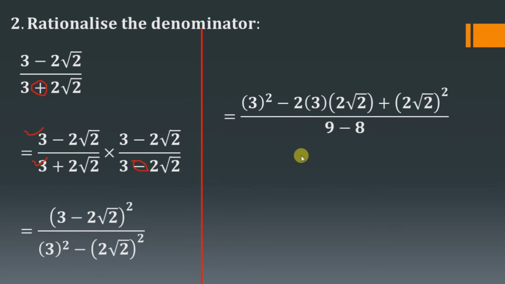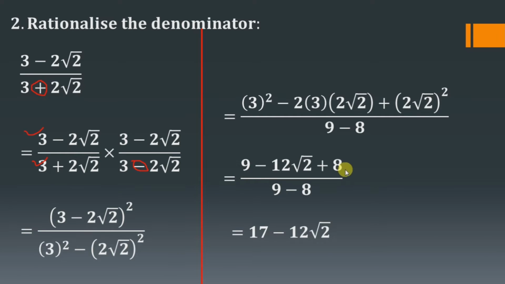Square of 3 is 9, square of 2 root 2 is 2 2s are 4, and square of root 2 is 2, so 4 2s are 8. So I will get square of 3 is 9, minus 2 3s are 6, 6 2s are 12 root 2, plus 2 2s are 4, 4 into 2 is 8. So it's 9 plus 8, which is 17, minus 12 root 2, over 9 minus 8, which is 1. So this is your final answer.